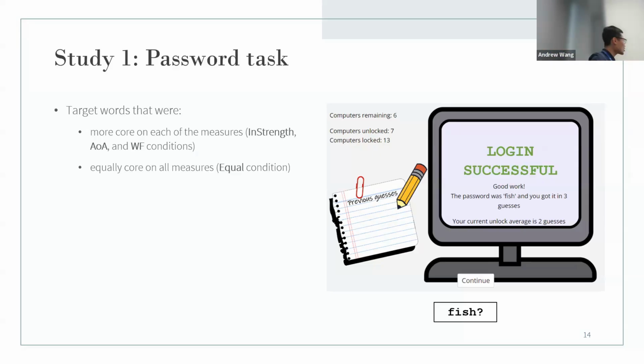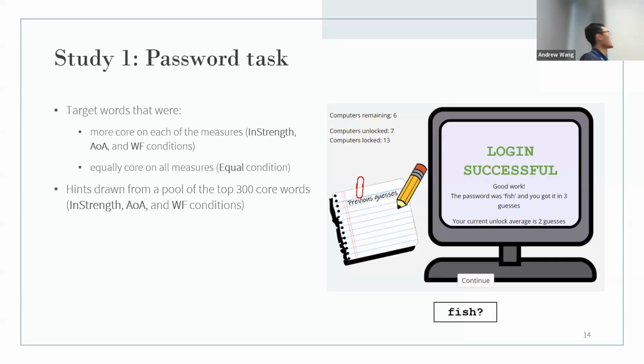For the target words, we factorially manipulated the measures so that we had words that were more core on each of our measures and less core on the other two. So we had words that were more core in terms of in-strength, AOA and WF that served as the target words. We also had a set of target words that were equally core across our 3 measures. And that was the equal target condition.